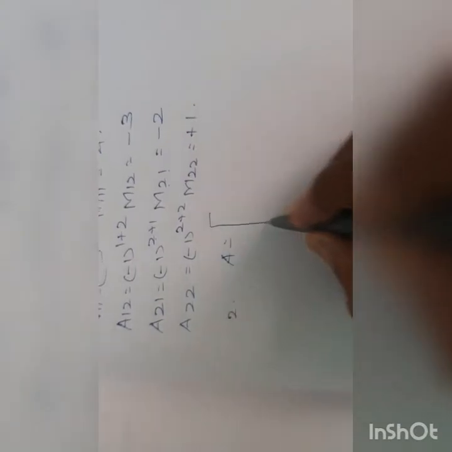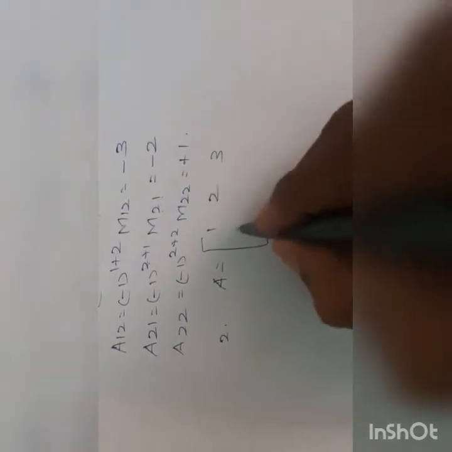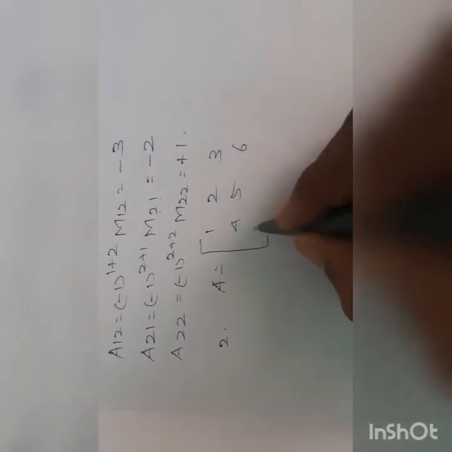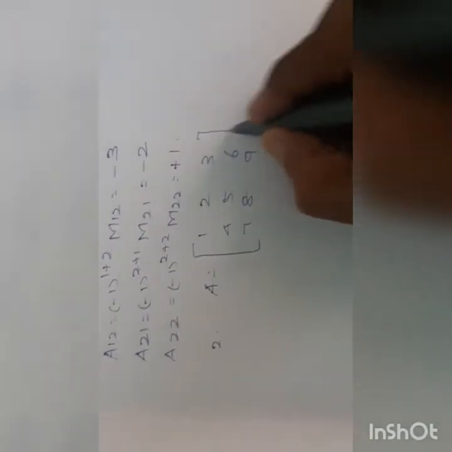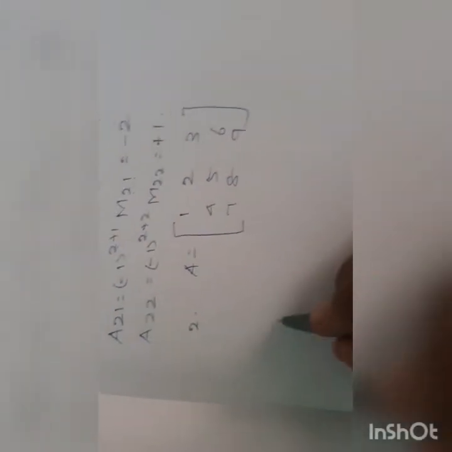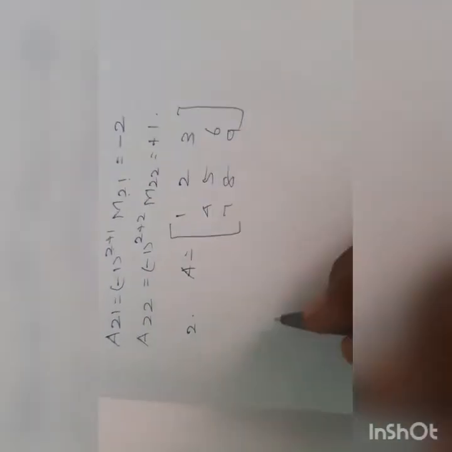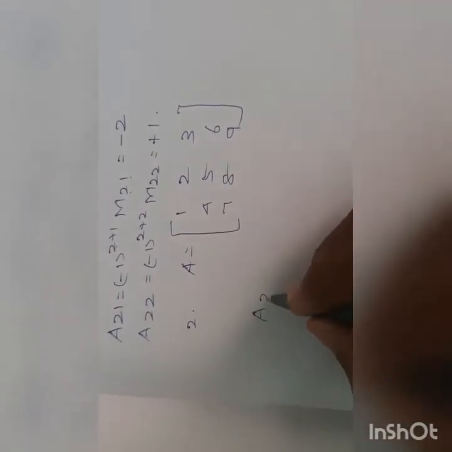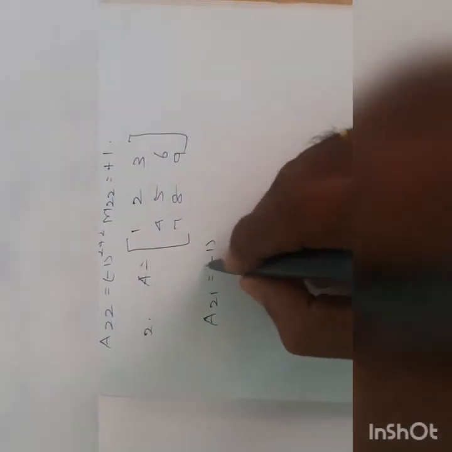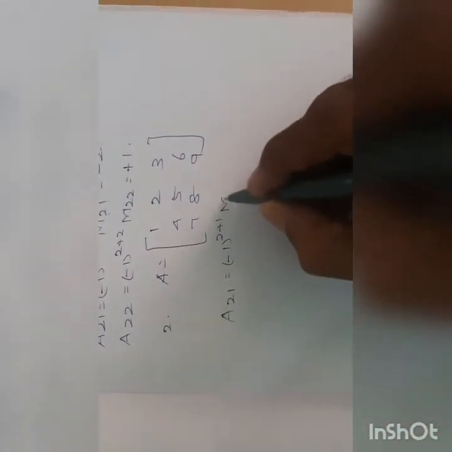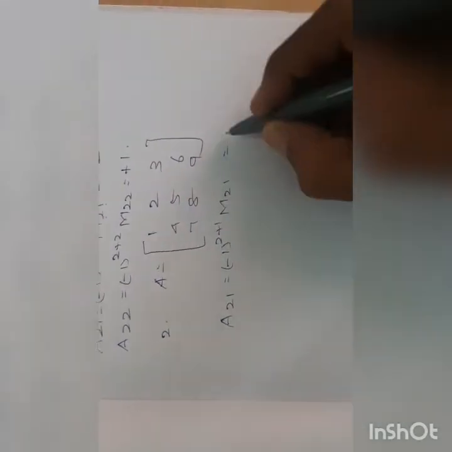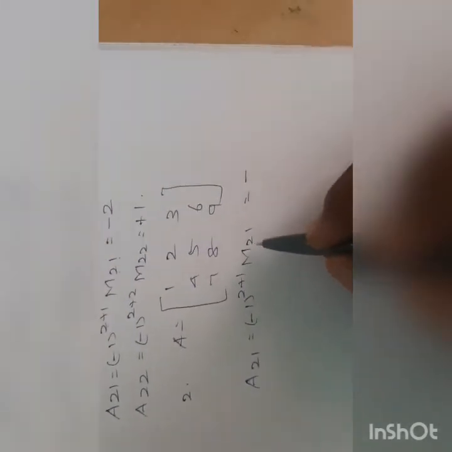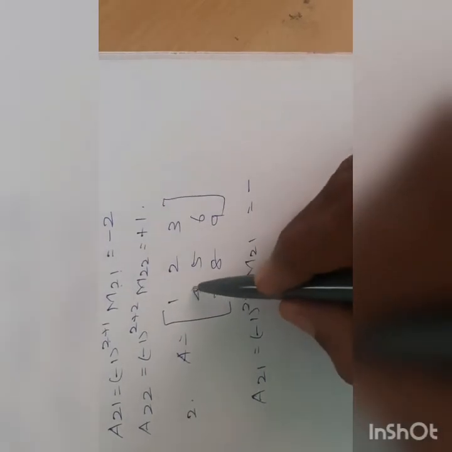Suppose A is 1 2 3, 4 5 6, 7 8 9. Now to find the cofactors, suppose I select some elements. Suppose I want to find the cofactor of a21. According to this formula, the cofactor of a21 is minus 1 power 2 plus 1 into M21, that is, we are getting negative. What is M21? The minor of the second row, first element, that is the minor of 4.